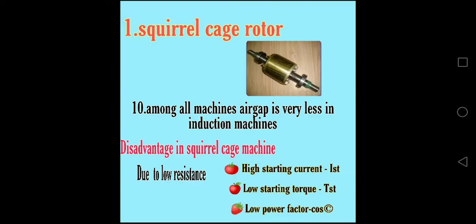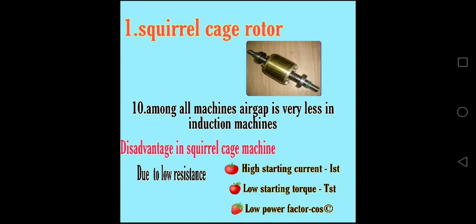And one more thing: between the stator and rotor, the air gap is very small in the induction machine among all machines, because with a very small air gap between stator and rotor, the induction process will be effective. And in a squirrel cage rotor, there is a disadvantage that there is no winding, only copper bars are used. The copper bars provide low resistance. So because of low resistance, there are three disadvantages.